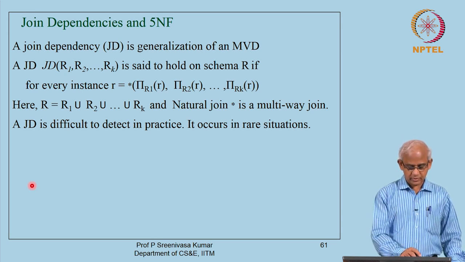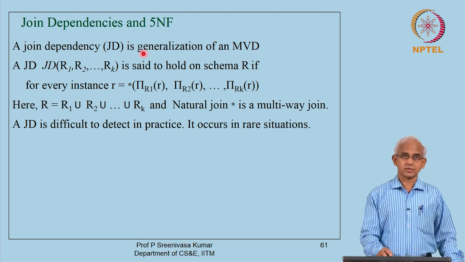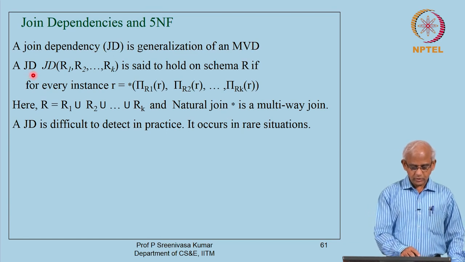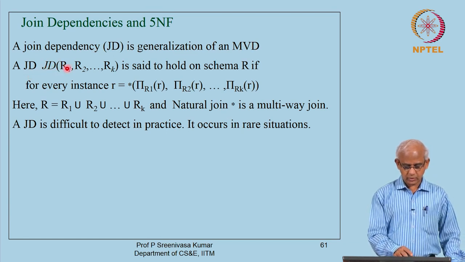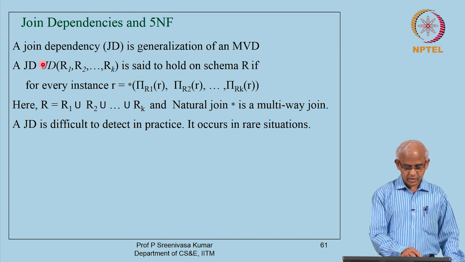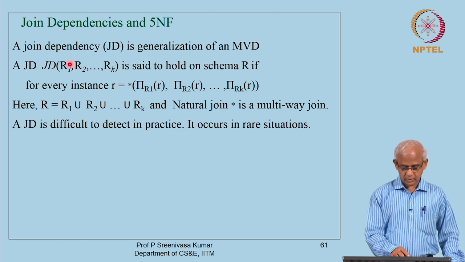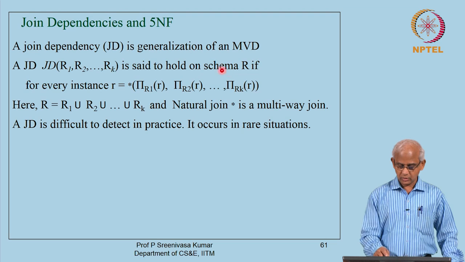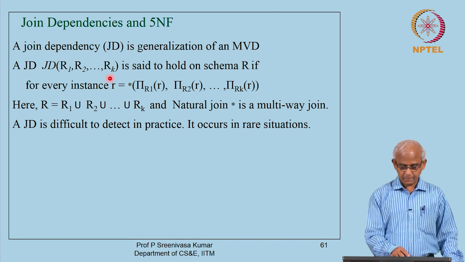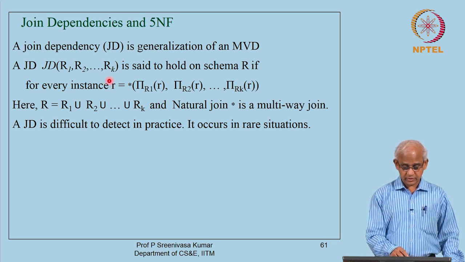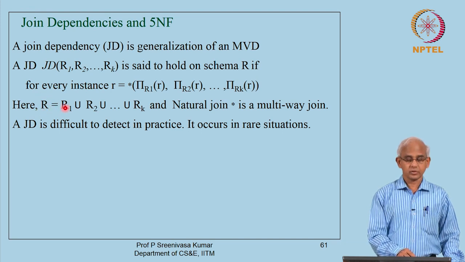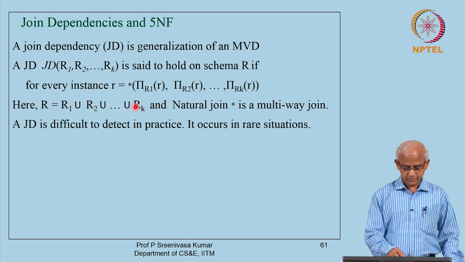Okay. So, join dependency is defined like this. This is a generalization of the multivalued dependency, and it is written like this: JD R1 R2 Rk, where R1 R2 Rk are all individual schemes. A JD R1 R2 Rk is said to hold on some scheme R if for every instance of that relation R, where R is the schema which is the union of all R1 to Rk.